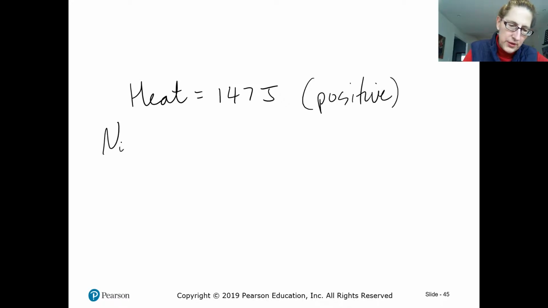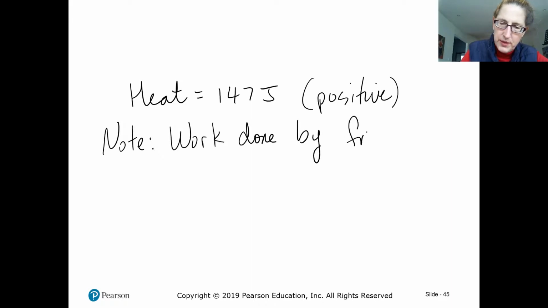And let's just make a note here. Note, work done by friction. This would be if this was now external to your system, and you didn't care about the floor really. You're just worried about how much work friction does. So work done by friction is a negative number.